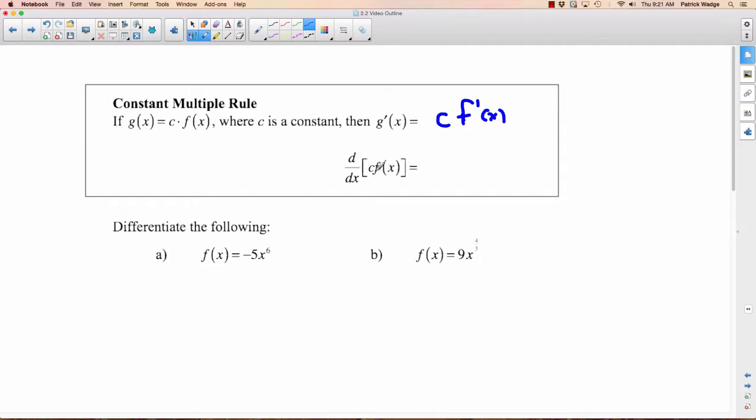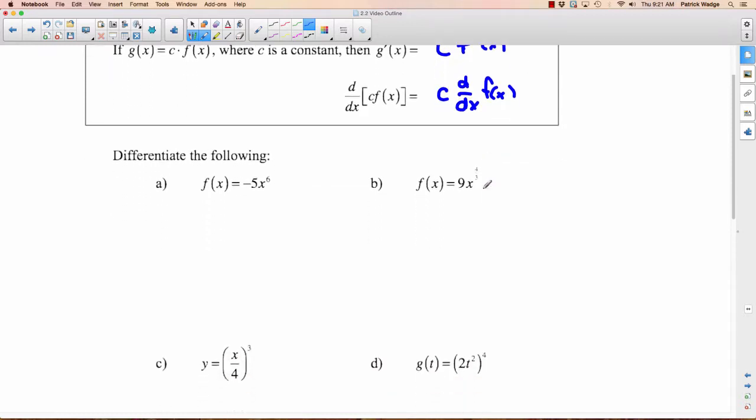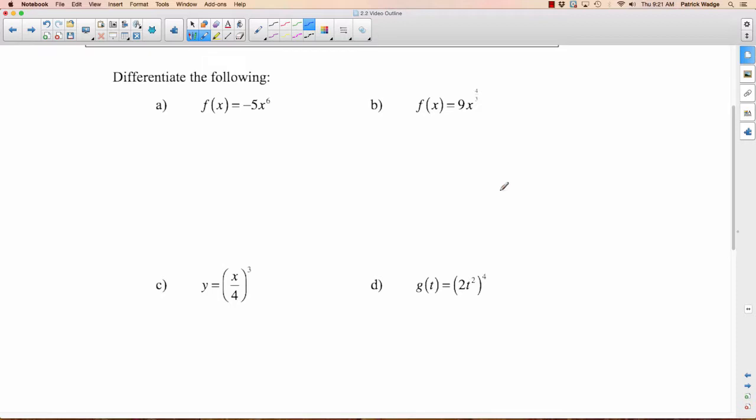d dx of c f of x. You can move the c out front and then do d dx of f of x. So that might sound confusing. It's not. You'll see in just a second here. Let's do some of these. So we're going to differentiate. When I say differentiate, it means find the derivative. So we're going to find f prime of x. So what we have here is a constant, -5, and then this function x to the 6. So what I can do is I can just move that -5 out front and then take the derivative.